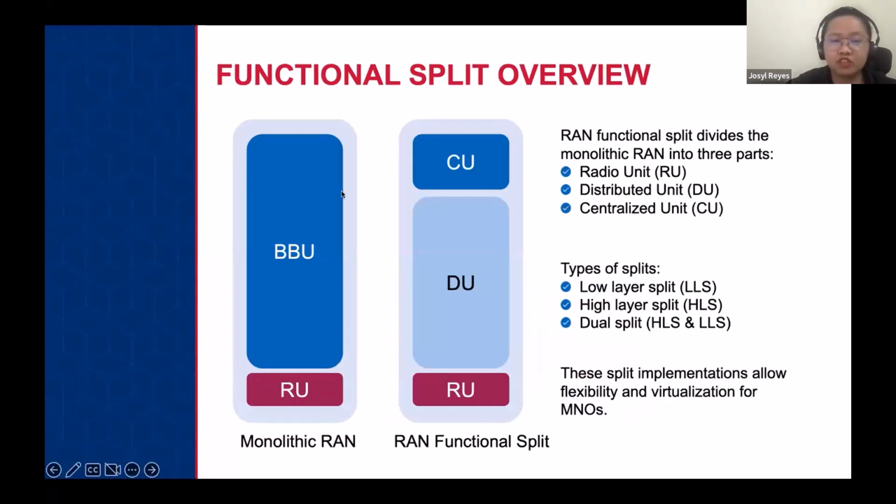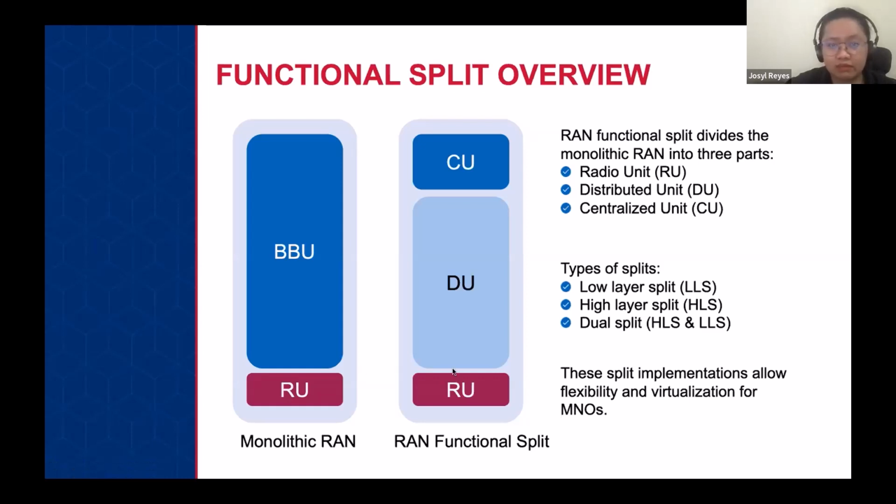Okay, so functional split overview describes what are the components of the RAN. In the monolithic RAN, we just have the RU and BBU. But in the RAN functional split, we now have the three. So we have the CU, DU, and RU. So there are three different types of split. One is the low layer split. That means at the lower layer of the OSI model. So it will basically define what is the function of the RU and the function of the baseband unit.